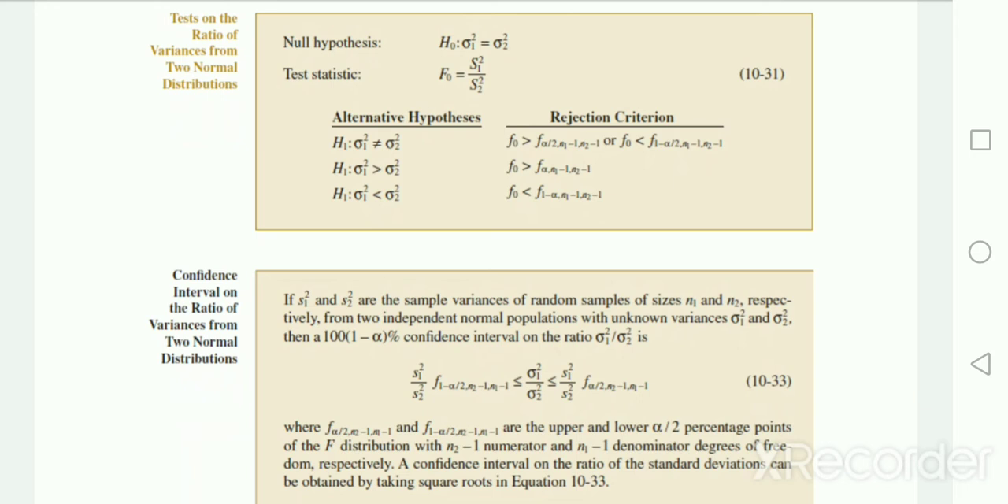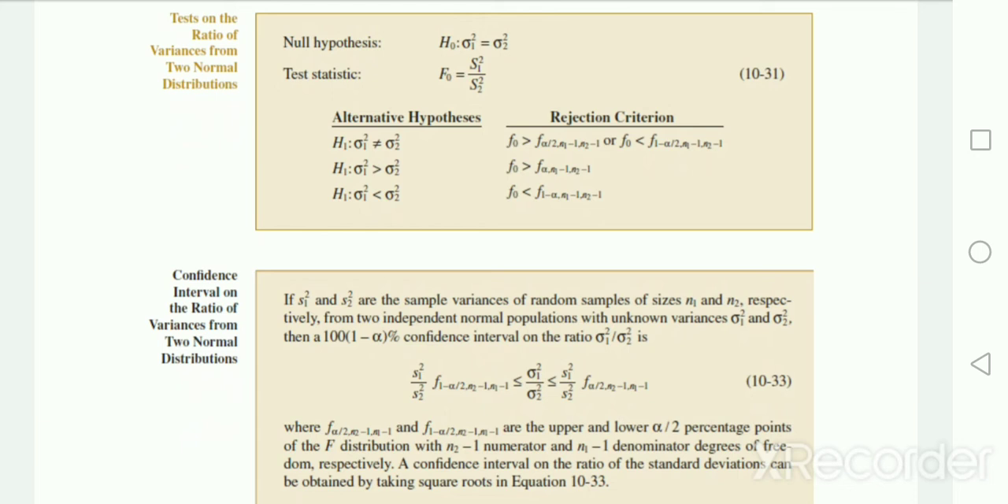And for the alternative hypothesis sigma 1 squared greater than sigma 2 squared, here the rejection criteria is F naught greater than F alpha comma n1 minus 1 comma n2 minus 1. For the alternative hypothesis sigma 1 squared less than sigma 2 squared, the rejection criteria is F naught less than F 1 minus alpha comma n1 minus 1 comma n2 minus 1.